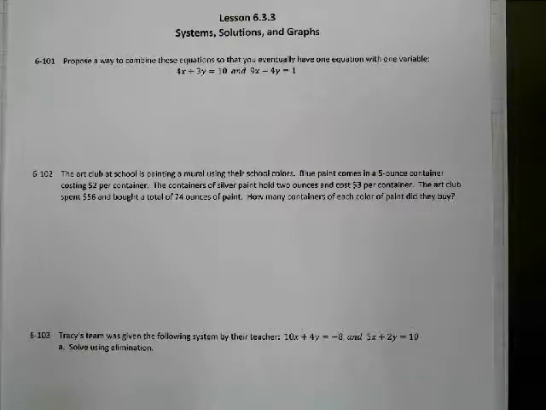All right, Advanced Math A, here we go. We've got lesson 6.3.3, system solutions and graphs. So we're going to go a little bit farther into the elimination method and see some of the harder problems, but we're also going to look at what happens when we have no solution or infinite solutions when we're doing this type of process.